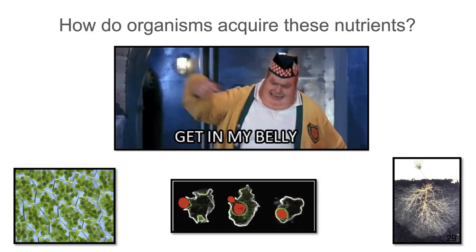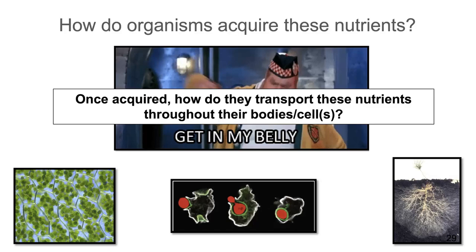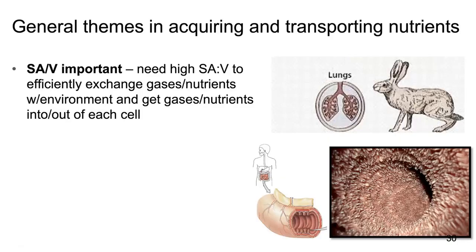So we're going to talk about how different organisms acquire nutrients. How do they get nutrients out of the environment and into their bellies, so to speak, even if they don't have a belly? And how do these organisms then transport all of these nutrients to each individual cell so that they can get the nutrients they need to process their metabolisms and work down at the individual cellular level? So not only how do they acquire nutrients, but how do they transport these nutrients throughout their bodies and cells? And there's a couple of general themes that we'll cover in acquiring and transporting nutrients.